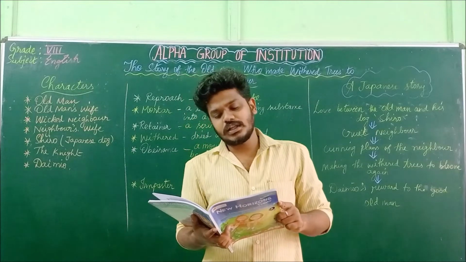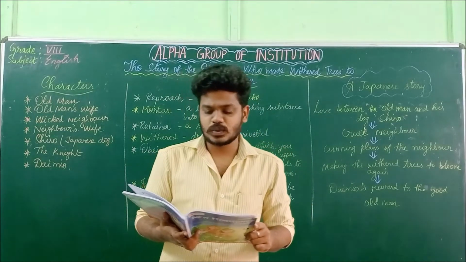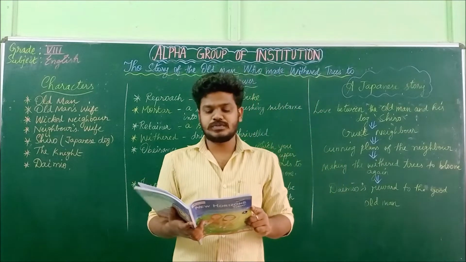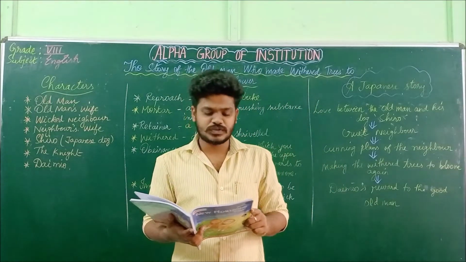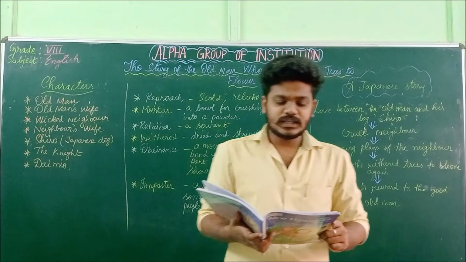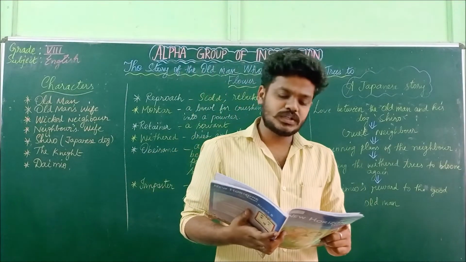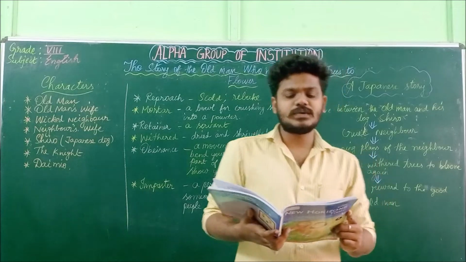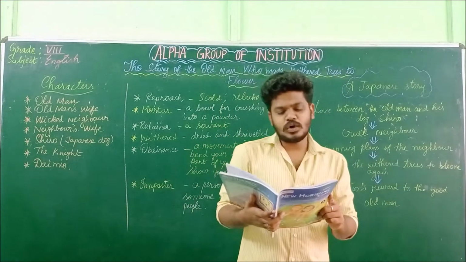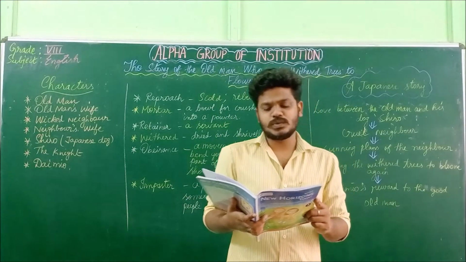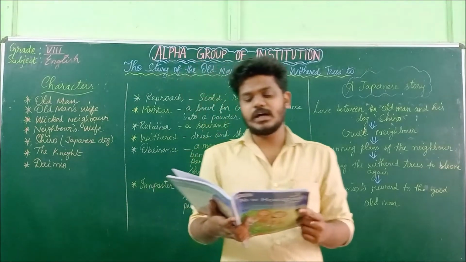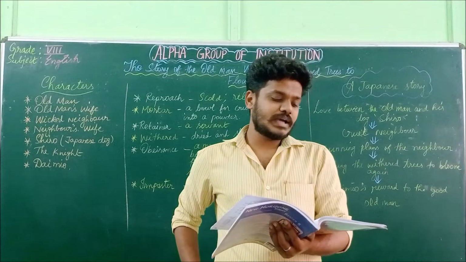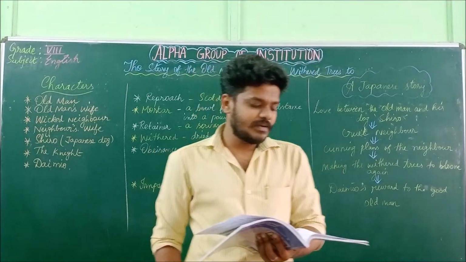The greedy neighbor, hearing of this new piece of good luck, was filled with envy as before and called on the old man to seek permission to borrow the wonderful mortar for a short period of time, pretending that he too sorrowed for the death of Shiro and wished to make cakes for the festival to the dog's memory. The old man did not in the least wish to lend it to the cruel neighbor, but he was too kind to refuse. So the envious man carried home the mortar, but he never brought it back.